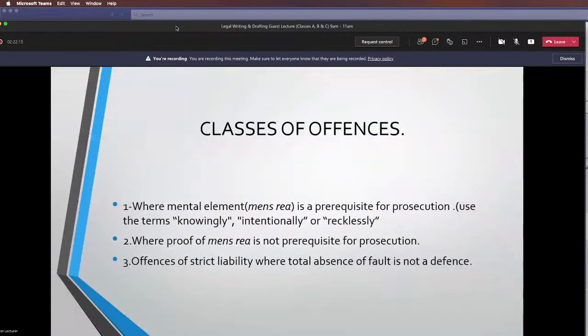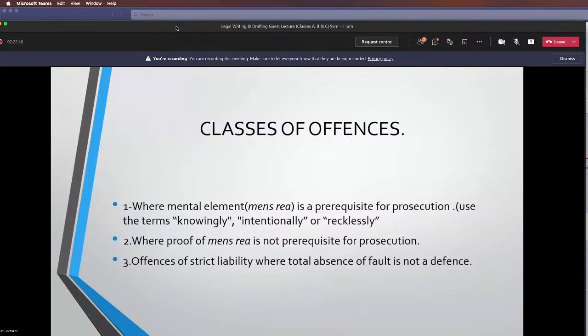So we have classes of offenses, which I'll move through very fast because I'm sure we have done this in our criminal procedure classes and also in our criminal law classes. It's just the drafting of it that is most important. Now, in drafting, we must provide for the mental element. Of course, we know the mens rea. It's a prerequisite for prosecution. So we must say a person who knowingly does this.